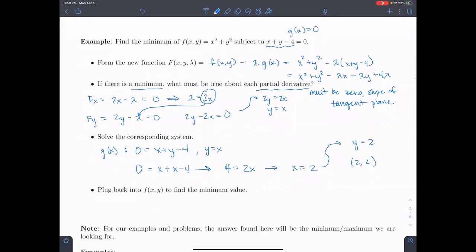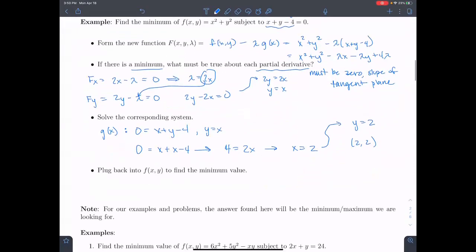Okay. And then you want to plug back in, right, this is where the minimum happens. We need to figure out the function value there. So we're going to do f of 2, 2. So that would be 2 squared plus 2 squared, which is 8. So 8 is the minimum of that function.